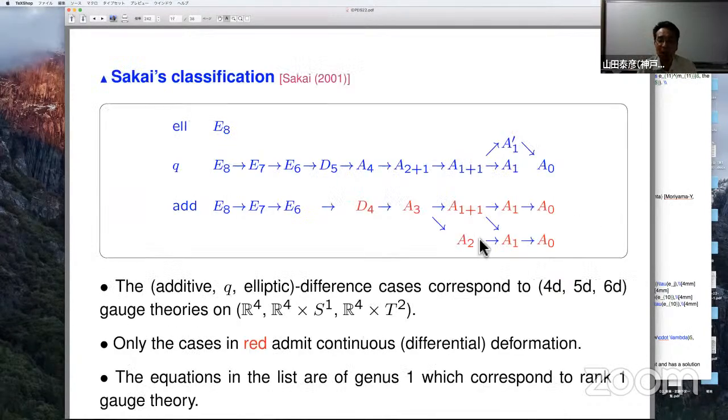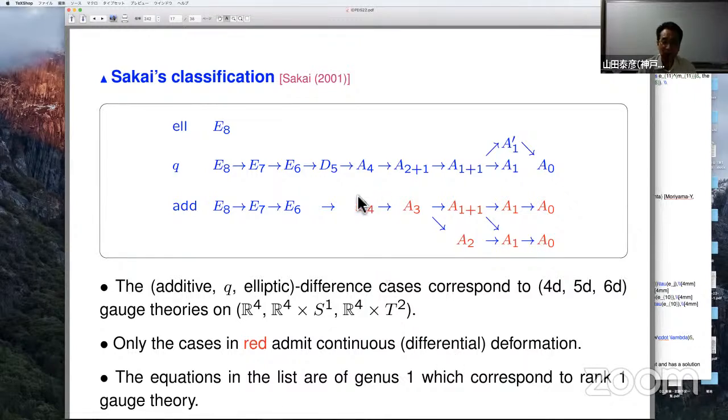And I have discussed these systems, this guy and this guy. And here is a list of the Sakai's classification of the continuous and discrete Painlevé equations of rank 1, two-dimensional case. And here is the additive case, the Q-difference case, and the elliptic case. And these three classes correspond to the gauge theory of 4-dimensional, 5-dimensional, and 6 dimensions.